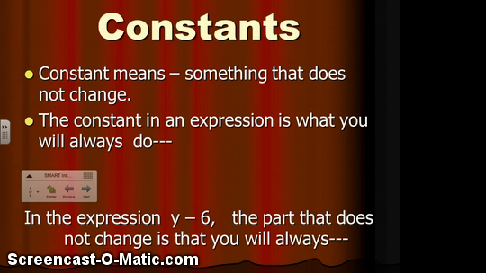A constant, again, is something that does not change. A constant in an expression is what you will always do. So it would be the operation and then the number afterwards. So in the example, in the expression y minus 6, the part that does not change is that you will always minus 6.